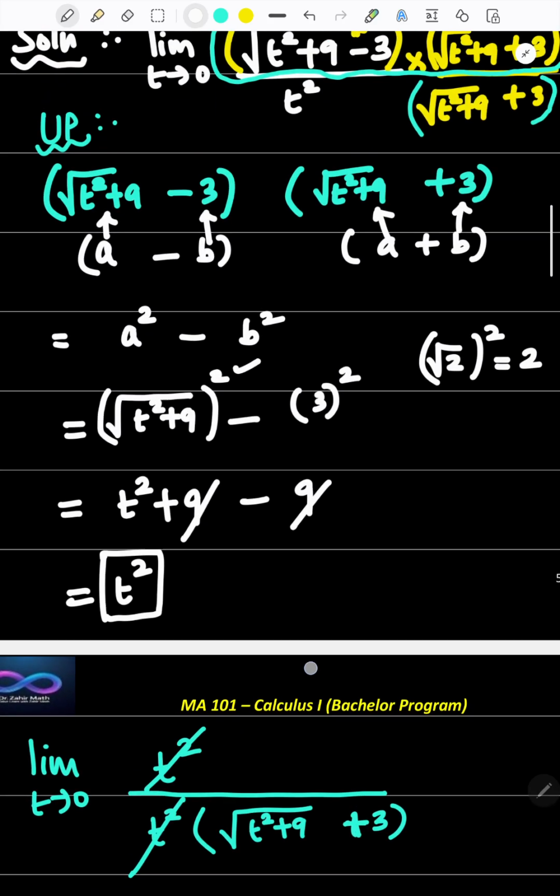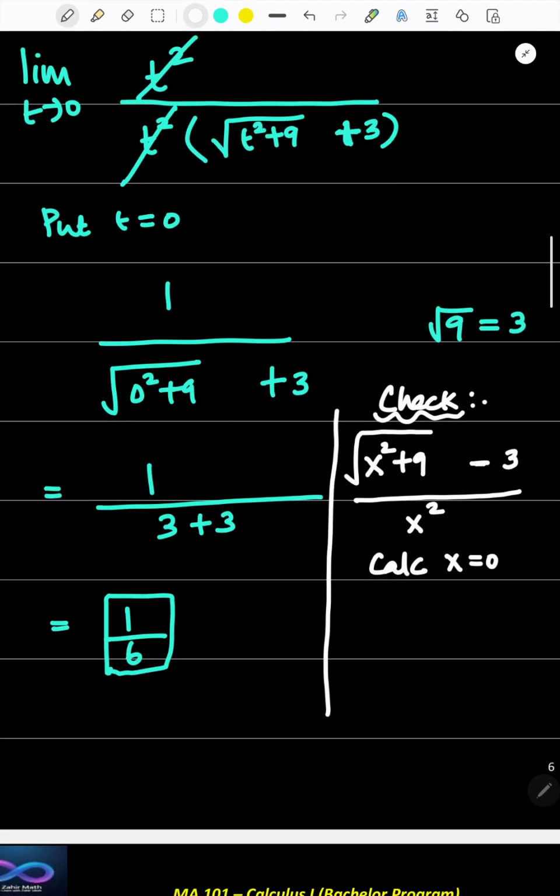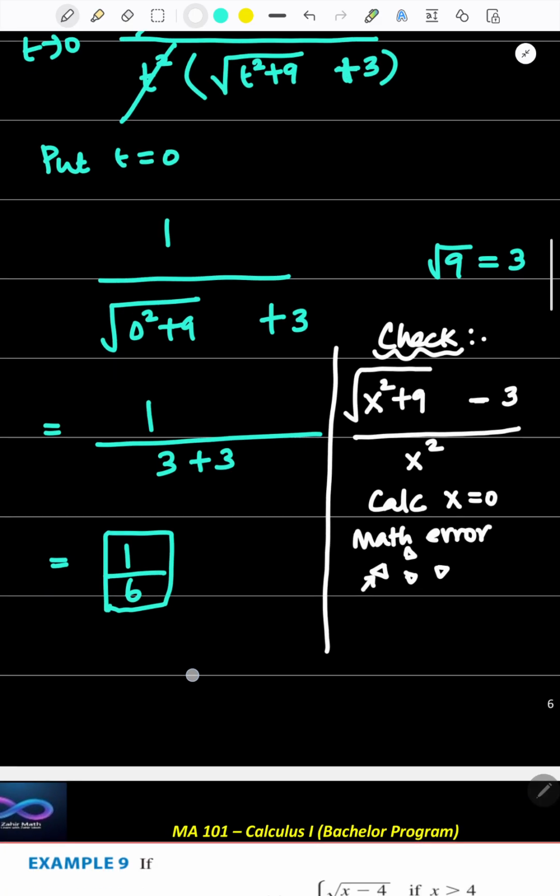Why x is equal to 0, teacher? Look here, limit t goes to 0. If you put x equal to 0, immediately you will get a math error. Then press the back button, the left arrow. There is a left arrow here, right arrow here, and this is up and this is down, right? Press this arrow and the equation will come back.